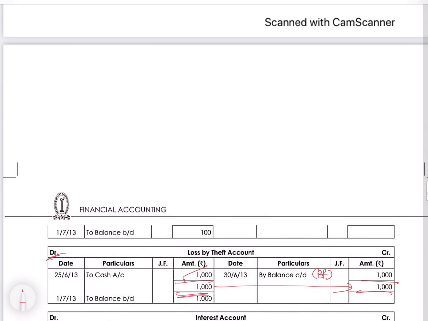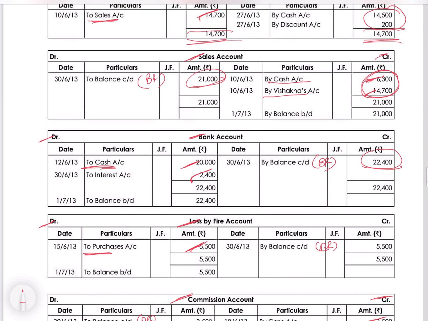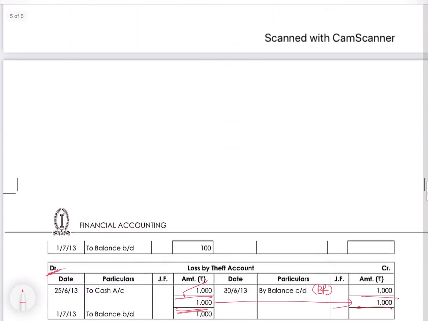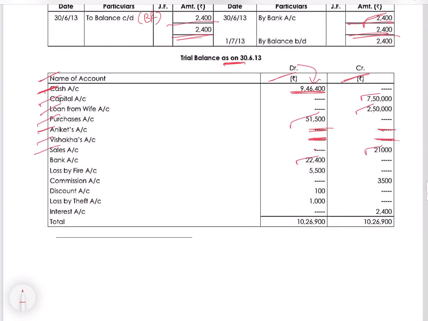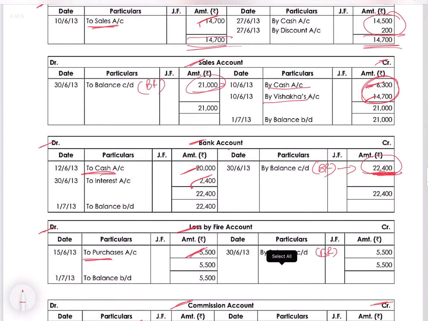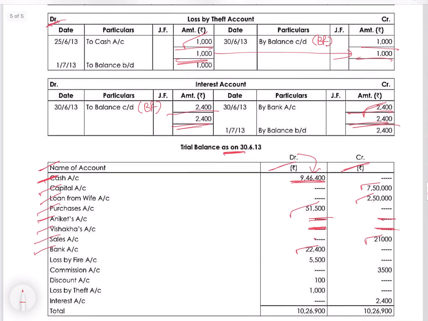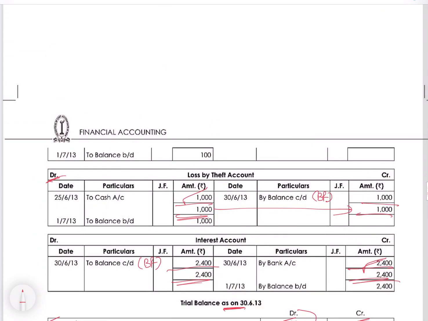Next, bank account. The bank account has a debit balance of 22,400. Why? Because the bank account's debit side is heavier, which is the reason the balancing figure is written on the credit side. So bank has a debit balance of 22,400. Loss by fire has a debit balance of 5,500.